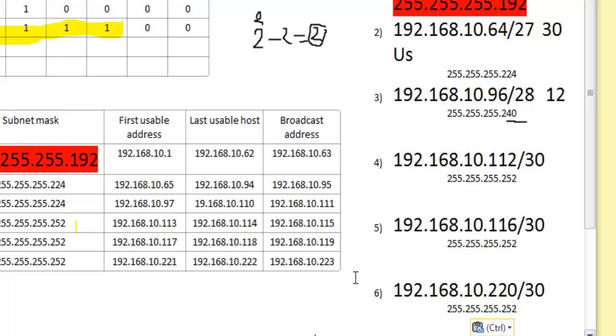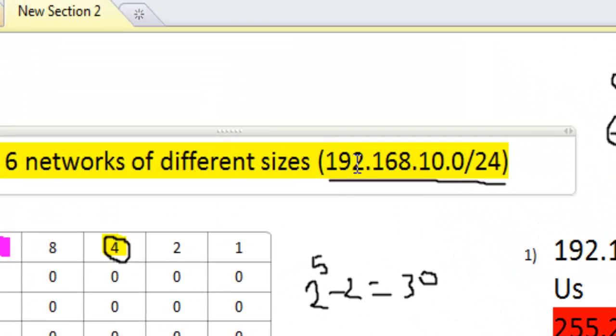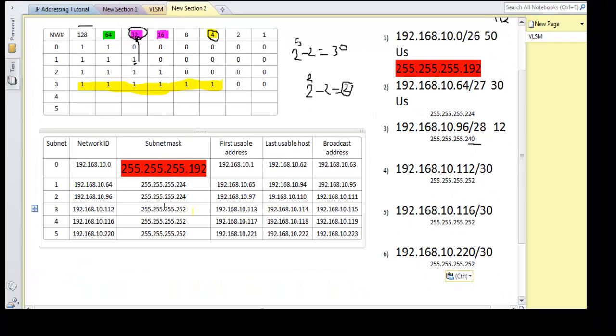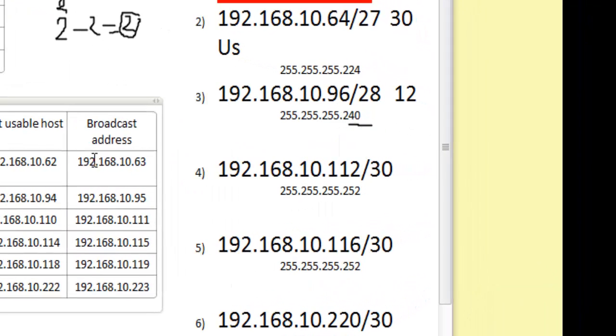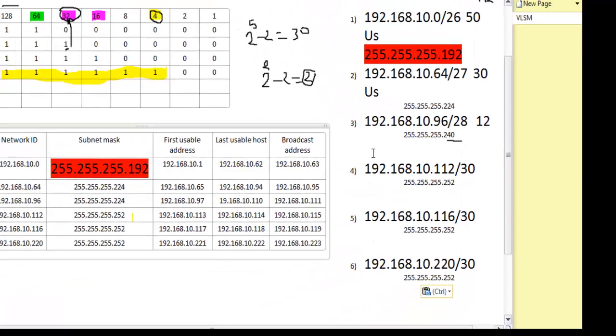So now we have variable length subnet mask for the given network, which is 192.168.10.0 slash 24, with a variable length subnet mask on it. And now we have different lengths. Say this one has 62 IPs even though we need only 50, this one has exactly 30 IPs, and this one has 14 even though we need only 12, and 2 on the point-to-point links on the routers.